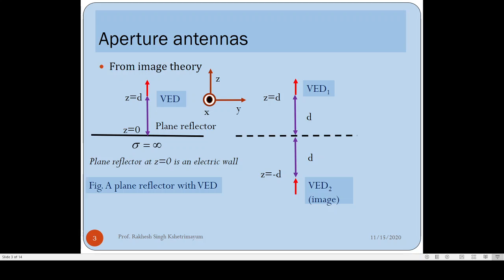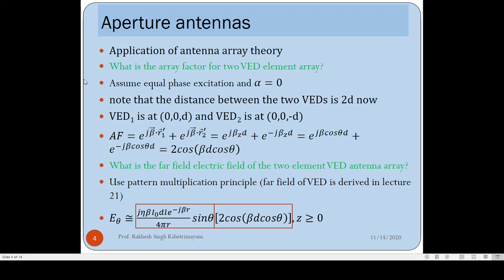So you can easily find out the radiation pattern of this 2-element antenna array, and you can apply the pattern multiplication principle: find the radiation pattern of one single element and multiply it by the array factor of this 2-element array. You should be able to get the radiation pattern of the equivalent structure here after applying the method of images. So you can find out the array factor for this 2-element vertical electric dipole array. That is very simple. How do you find the array factor? You can find the array factor by finding the phase shift.